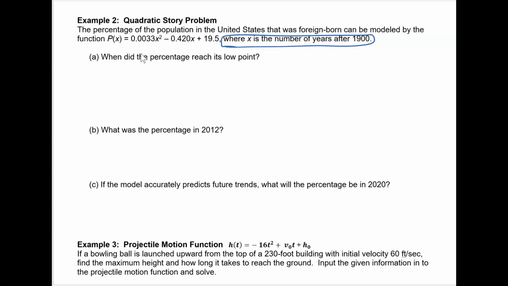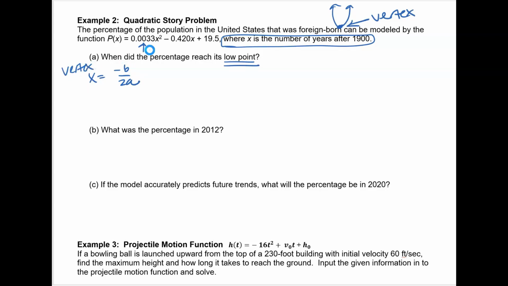So part A, when did the percentage reach its low point? Anytime you have a quadratic, remember that's a parabola, either facing up or facing down. In this case, the a is positive, so it's going to be facing up. If we want to know the low point, that's going to be talking about the vertex. So this question is basically just saying, find the vertex. So we're going to do x equals negative b over 2a. That's the formula for the x value of the vertex.